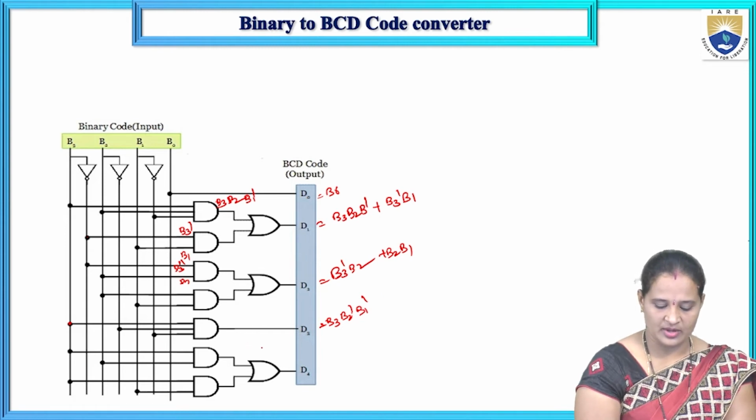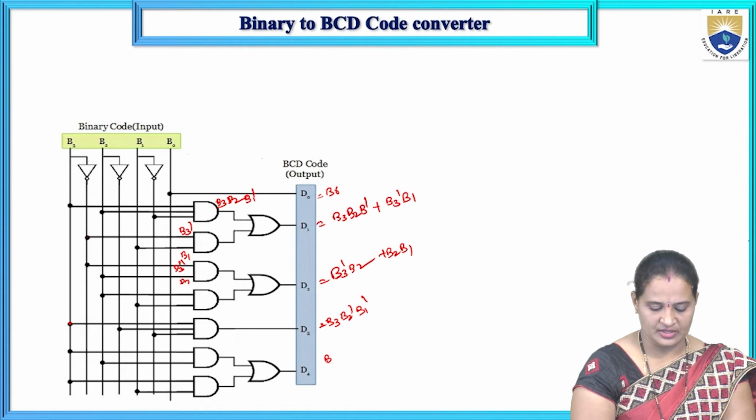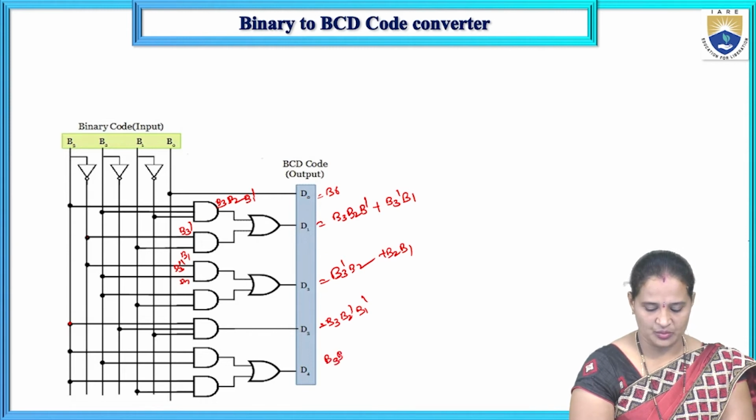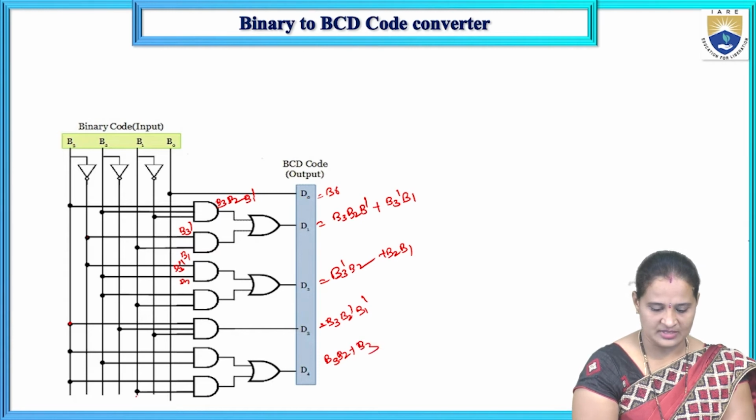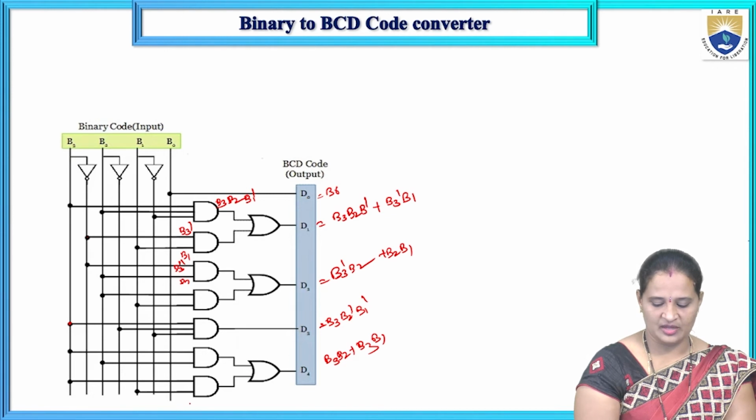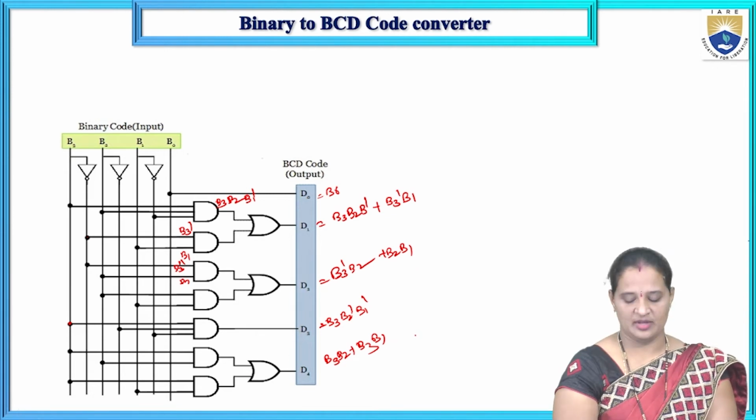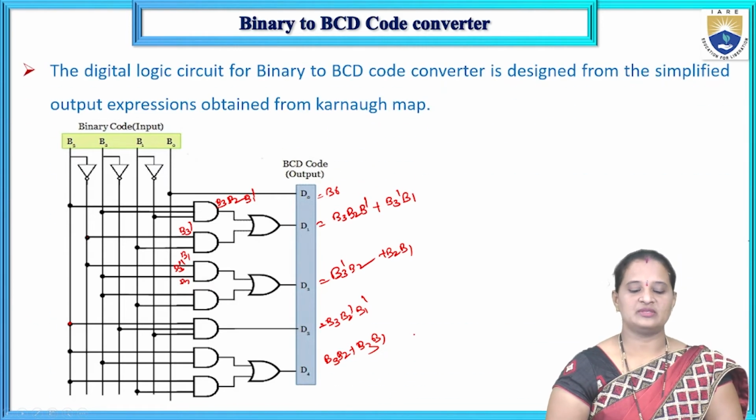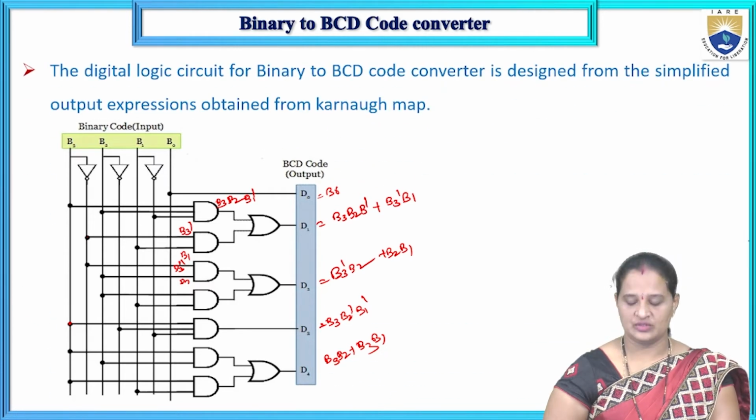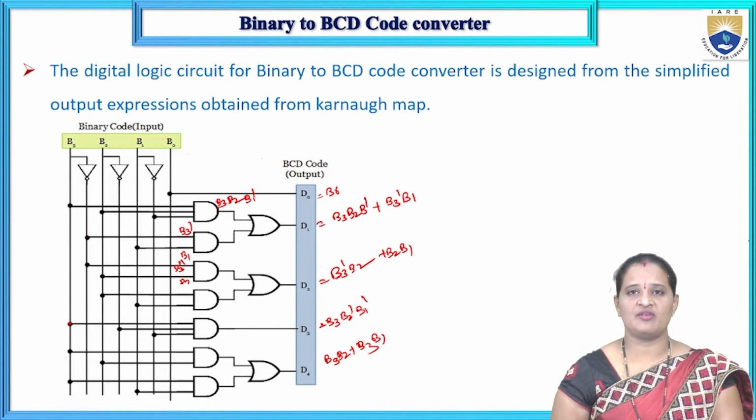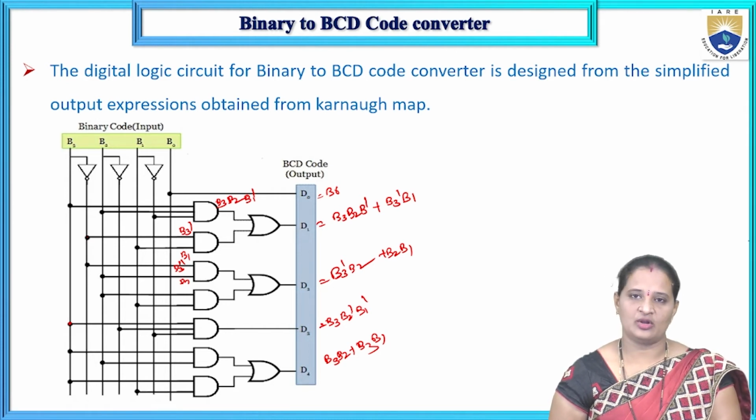And coming to this one, this is B3, B2 plus this one is B3, this is B1. B3, B2 plus B3, B1. So this is the implementation of this binary to BCD code converter using basic logic gates. So this is how you can implement a binary to BCD code converter.